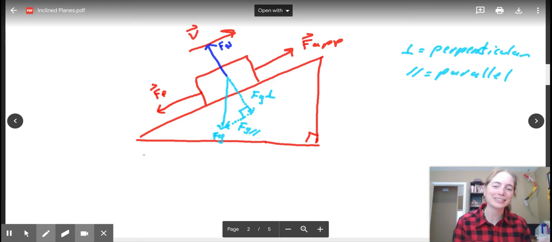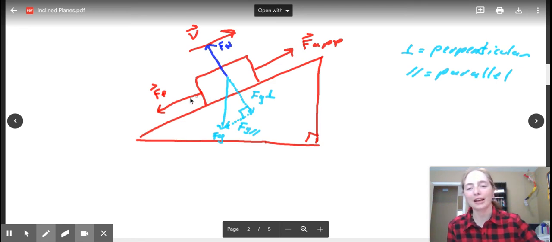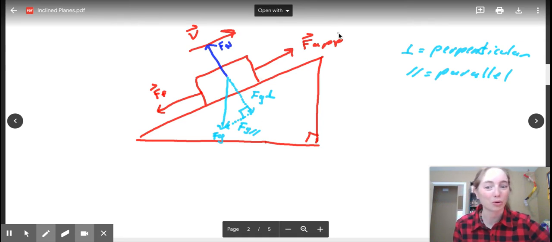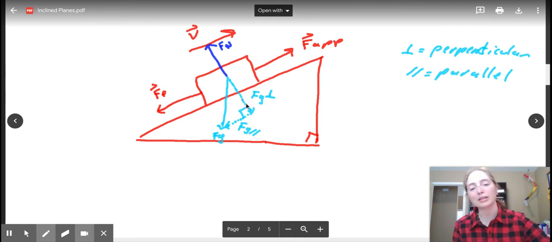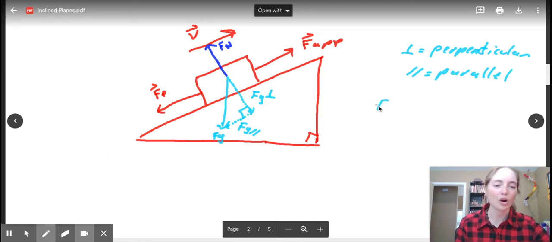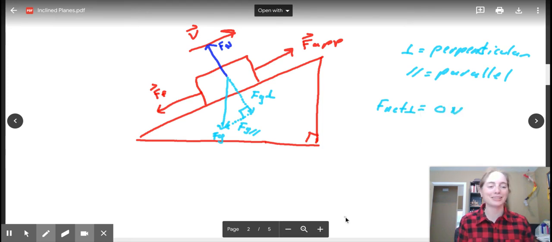We absolutely do. We have forces on the parallel, so FG parallel is going to be pulling this object down the ramp, whereas our force applied parallel to the surface will be pulling up. Now notice FG perpendicular and normal force are acting in opposition to each other. So our F net on the perpendicular, ladies and gentlemen, is equal to 0 newtons because we're neither accelerating off the ramp or through the ramp.